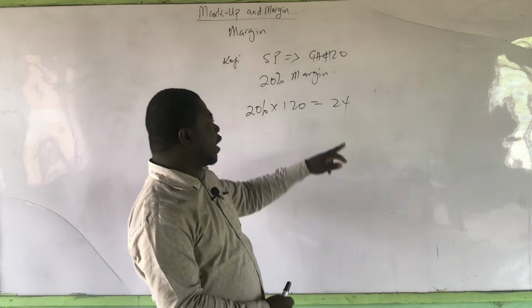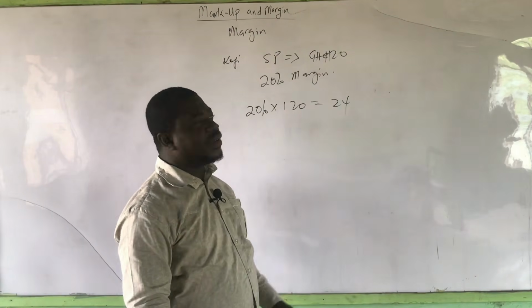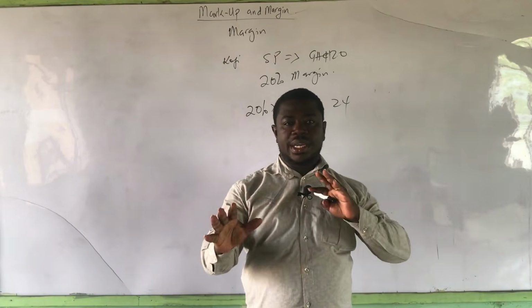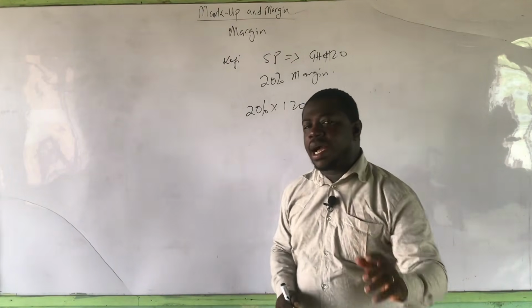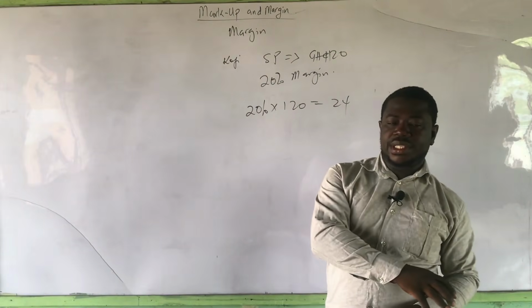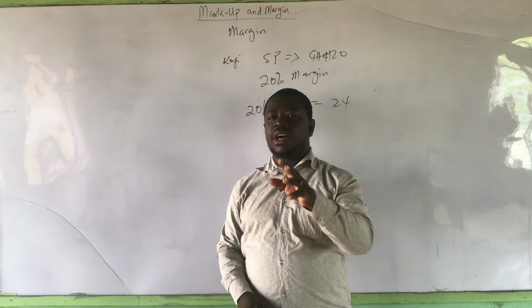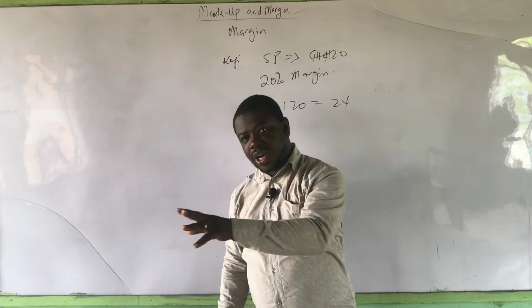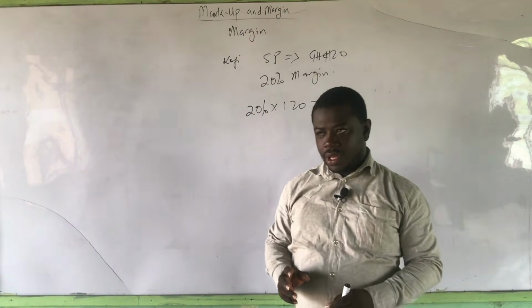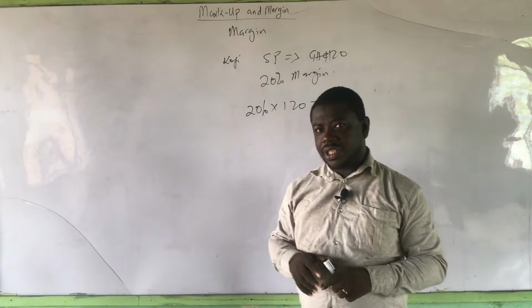And that means that if you take this profit of 24 away from the selling price, you are going to arrive at the cost price. So that is how margin and markup works. Markup is calculated on cost. Margin is calculated on selling price. So markup is calculated on cost of sales or cost of production. The margin is calculated on the sales revenue itself. That is how to arrive at the profit.